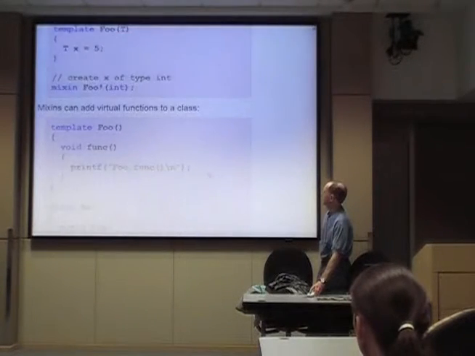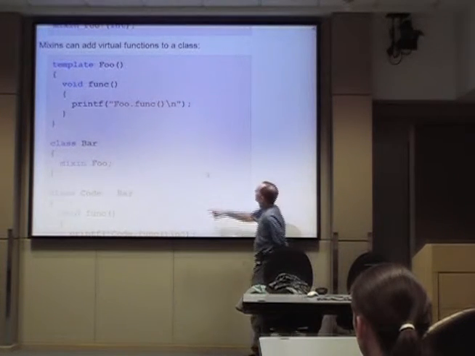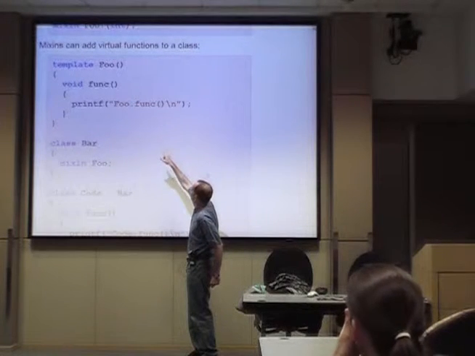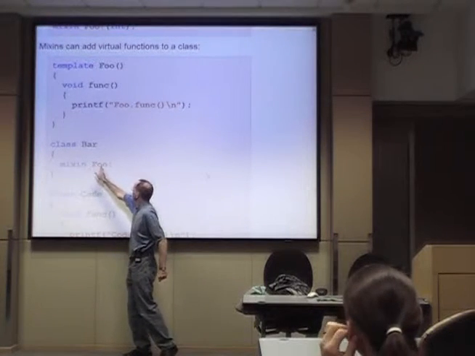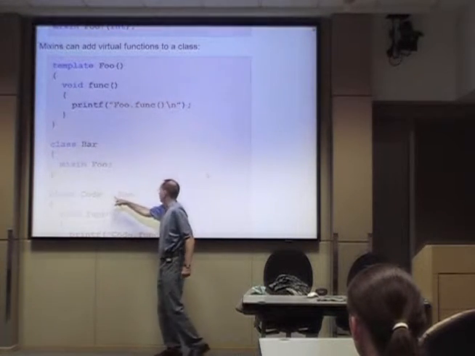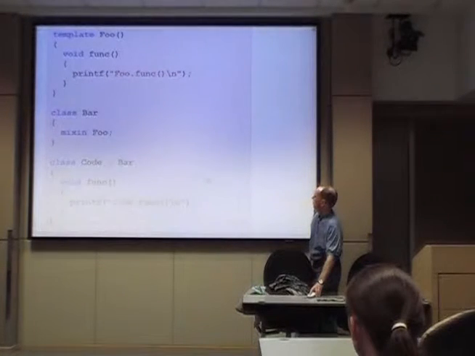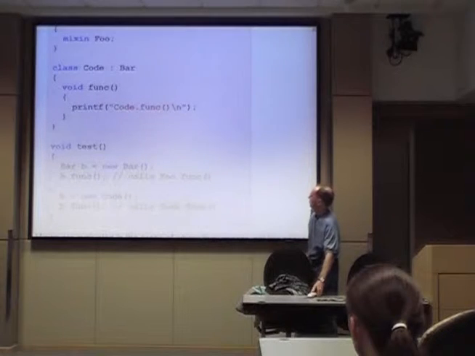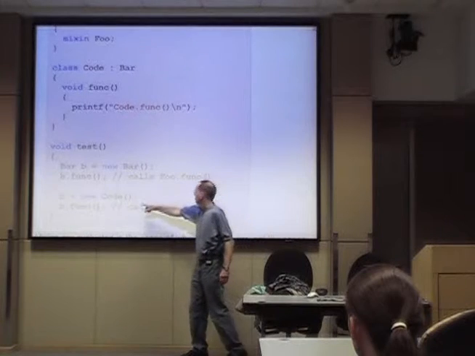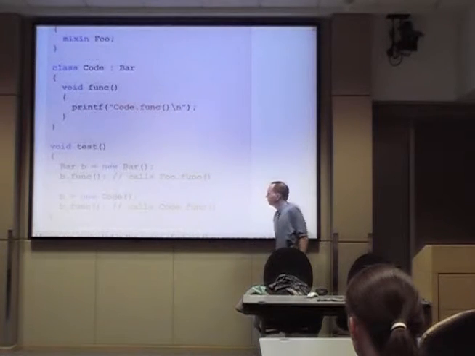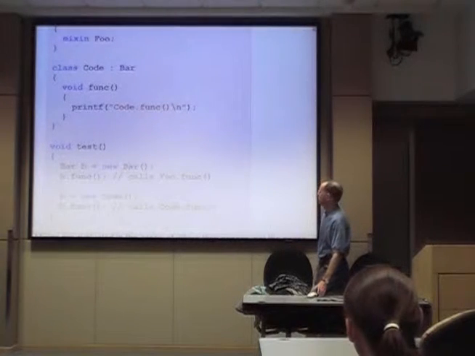I can use mixins to add virtual functions to a class. There's a mixin that declares a function, prints out foo.func. Class var, which mixes in foo. Class code : var, which mixes in a virtual function that overrides it. And if I create a bar, it'll call the mixed-in foo.func, and calls the overriding one, usually polymorphic. It's just a way to insert boilerplate code.